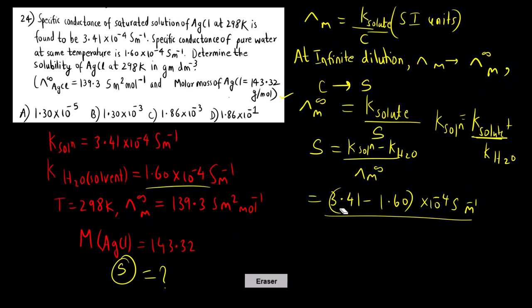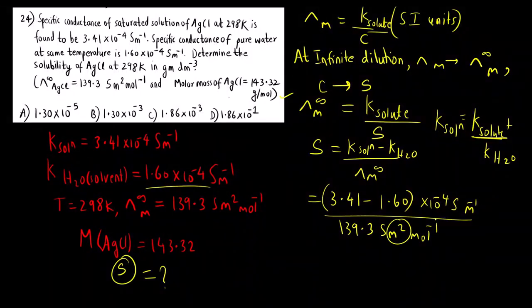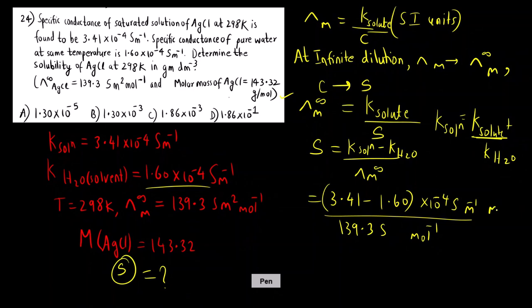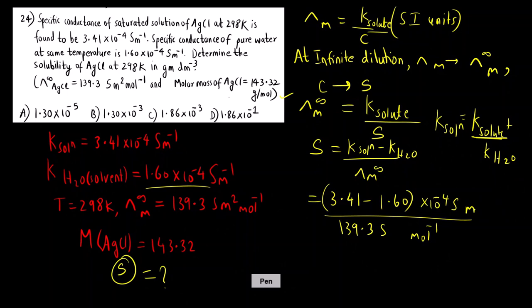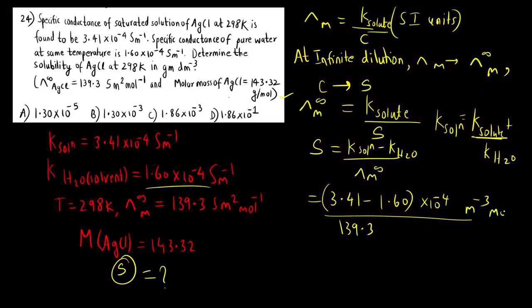Okay, divided by, what is the unit of this? Lambda m infinity is 139.3 Siemens meter square mole inverse. Meter square will go to the numerator, it will become meter raised to minus 2. Meter raised to minus 2 with meter raised to minus 1 will become meter raised to minus 3. Siemens and Siemens get cancelled. Mole inverse in the numerator will become mole. Okay, this is mole per meter cube.